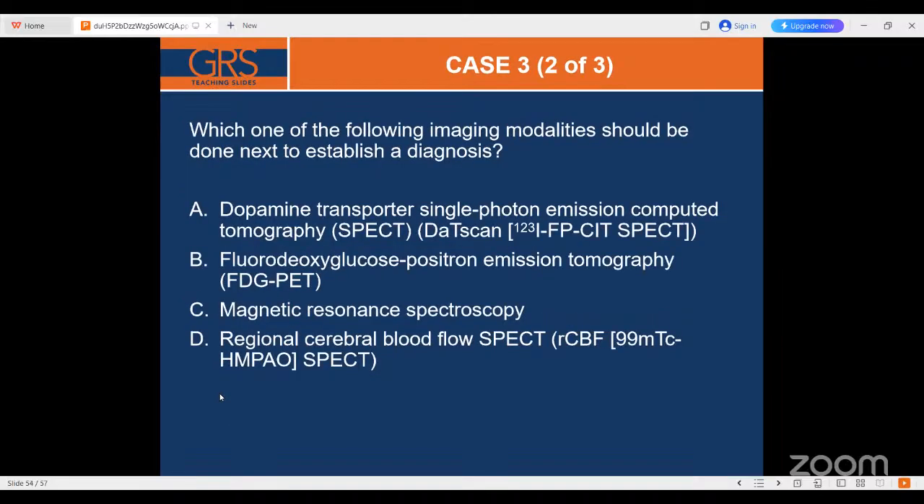Which of the following imaging modalities should be done next to establish the diagnosis? A, dopamine transporter single photon emission computed tomography, SPECT CT scan; B, fluorodeoxyglucose positron emission tomography, FDG PET scan; C, magnetic resonance spectroscopy; or D, regional cerebral blood flow SPECT. Does anyone have any idea?